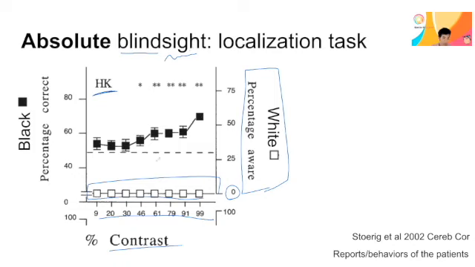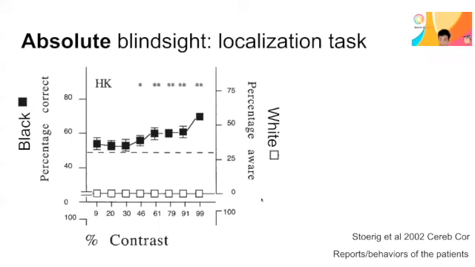Yeah, absolute blind, that's fine, but why is it sight? That's the interesting thing. They are always above chance. So 50% is chance performance for the 2AFC. However, HK performed slightly above chance for all the contrasts, and statistically significant for contrast 46% up to 99%. That's what it shows.